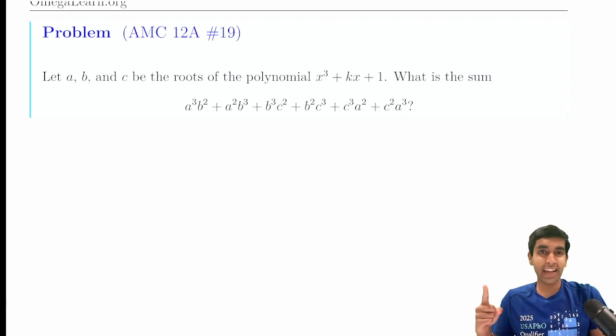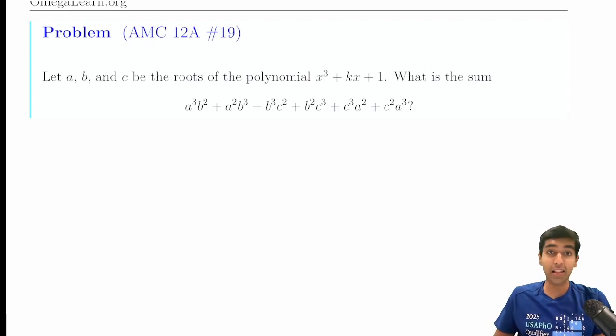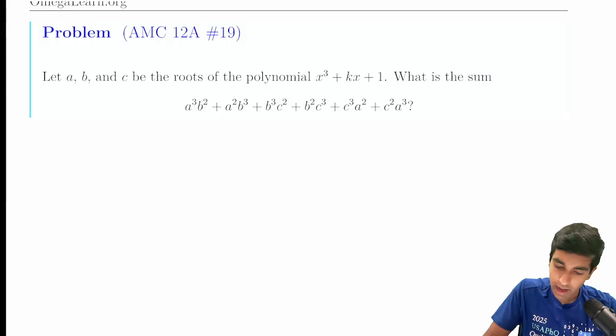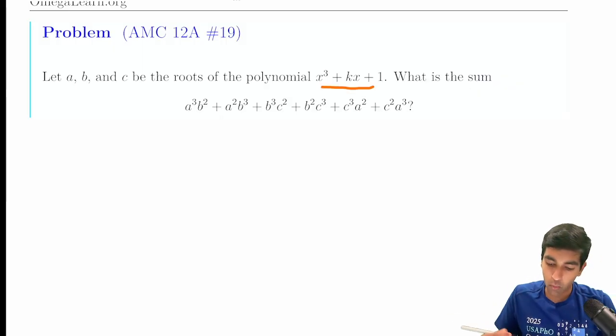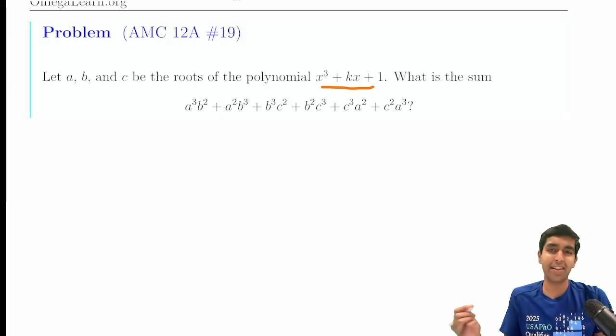Number 19 on the AMC 12. This one actually has a really clever solution. Okay, we have the roots of this polynomial. What is this ginormous, massive looking sum?